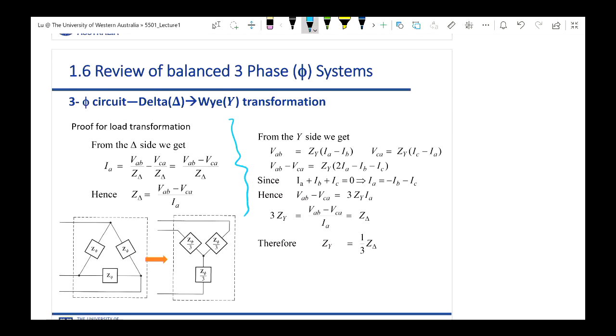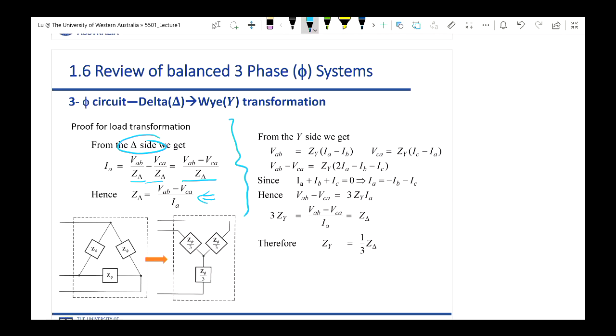Now we divide that into two parts. On the left-hand side, if you have a delta connected pattern, the line current IA will be equal to the difference between the two phase currents. The phase current is calculated by using the phase voltage divided by the phase impedance. We do this by using KCL, and the result is here. Because we focus on the impedance, the impedance of a single phase in the delta load is equal to VAB minus VCA divided by the line current. This is the result we derived from the delta part.